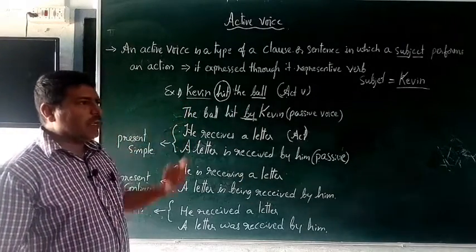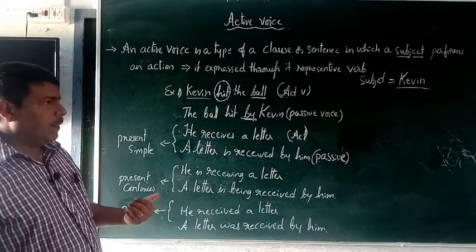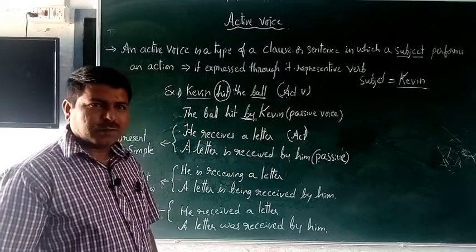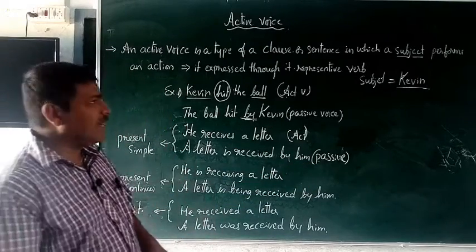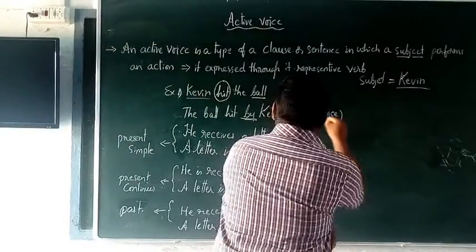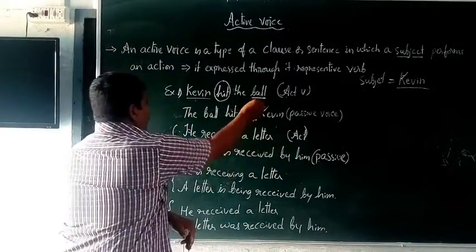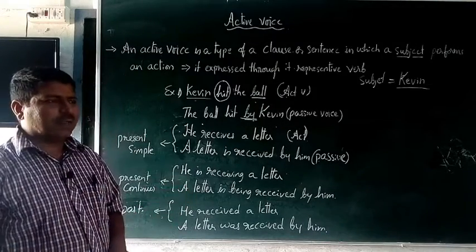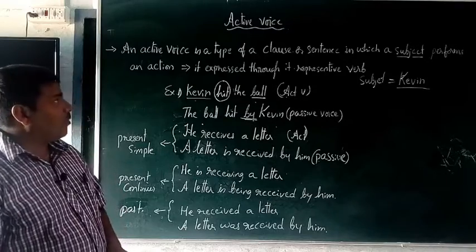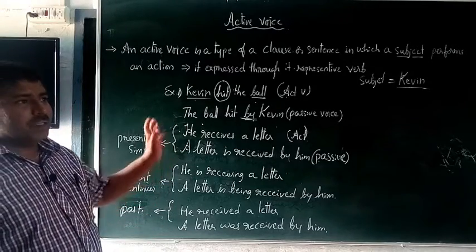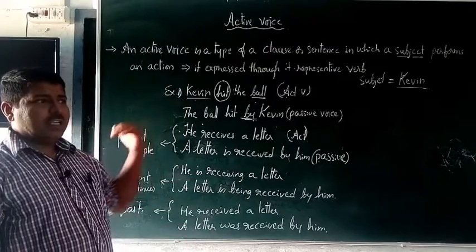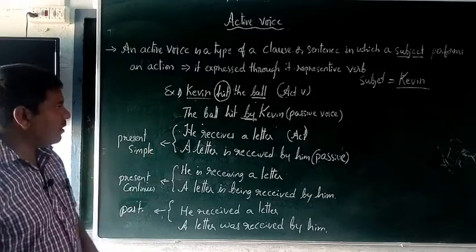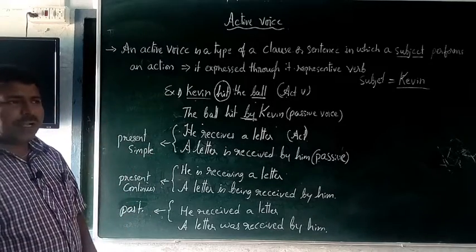So here we change it to the passive. The object comes first, then the subject comes last. Understood? This is an entire change of the sentence. You see, Kevin has come here, and the ball has come here. The sentence goes the other way around: the object becomes first, and the subject becomes later. Are you clear?